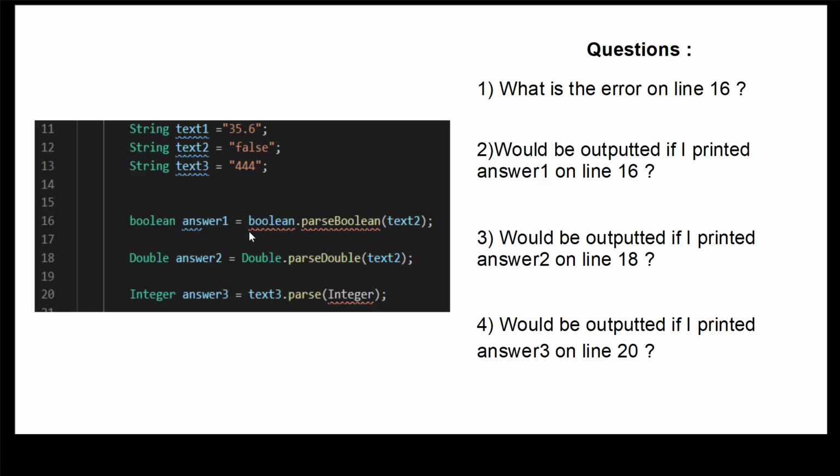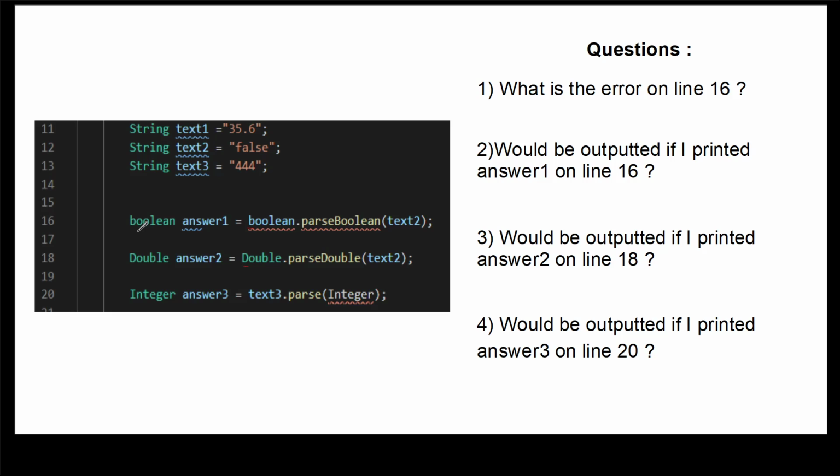So we can see there is a red line here showing that there's an error. And this is because we are not calling the class method, because if we want to call the class method, we have to use a capital B. So if you see here with that double, that's a capital D, which allows us to call that method here. So we need to change this into a capital B.